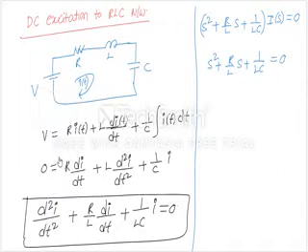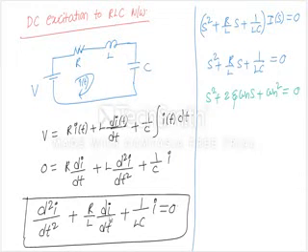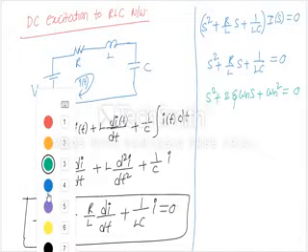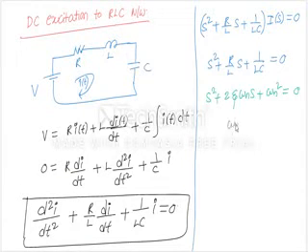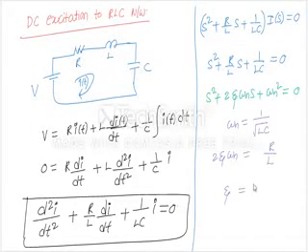We know the characteristic equation of a second order system from control systems: S square plus 2 zeta omega n S plus omega n square equal to 0. I can compare this here. So from this I can say omega n is equal to 1 by root LC, and 2 zeta omega n is equal to R by L. From this, zeta is given as R by 2L into square root of LC.